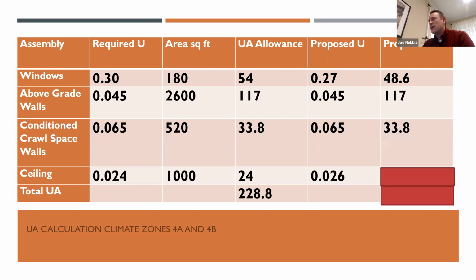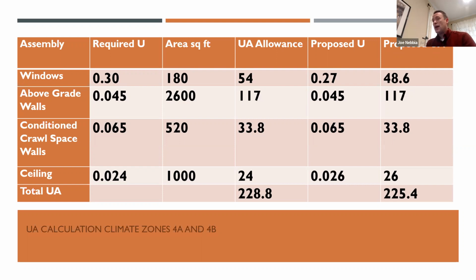I'm not going to change that at all, and I've got a 33.8. But then with my attic, I'm going to go back to the R49 that I used to be able to do in the previous code. And now I've got a U value of 26. And you can see that I'm compliant by a few points there. I'm lower than the required UA, or the UA allowance.